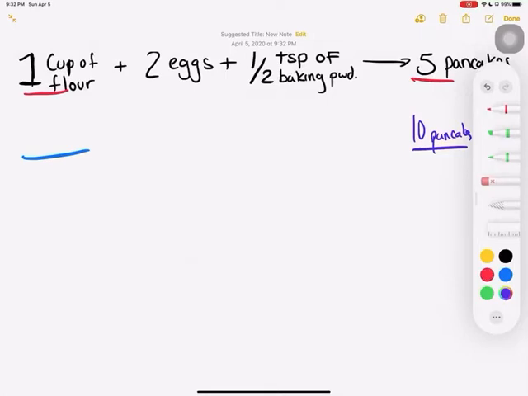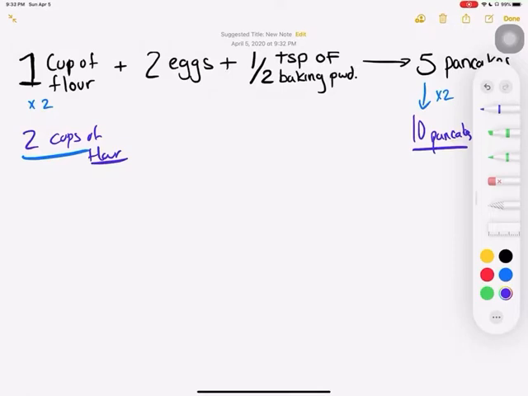So for every one cup of flour, I'm going to make 5 pancakes. Okay, so if I want to make 10 pancakes, what is the relationship between this 5 over here and the 10? So it looks like it doubles, right? Multiply times 2. So that means that this number over here has to multiply times 2. So it means I need 2 cups of flour to make 10 pancakes. Okay.